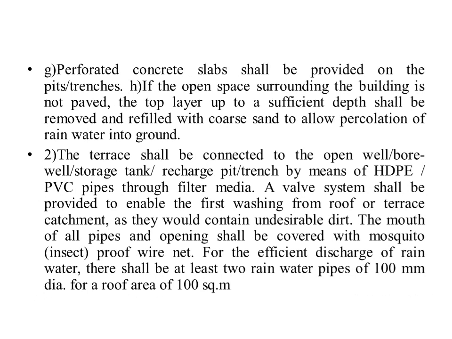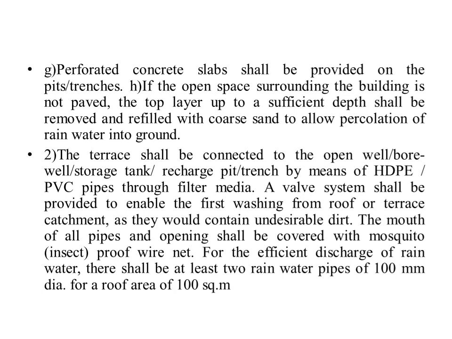If the open space surrounding the building is not paved, the top layer up to a sufficient depth shall be removed and refilled with coarse sand to allow percolation of rainwater into the ground. The terrace shall be connected to the open well, bore well, storage tank, recharge pit, or trenches by means of HDPE/PVC pipes through filter media. A valve system shall be provided to enable the first washing from the roof or terrace catchment, as they would contain undesirable dirt. The mouth of all pipes and openings shall be covered with mosquito insect-proof wire net.